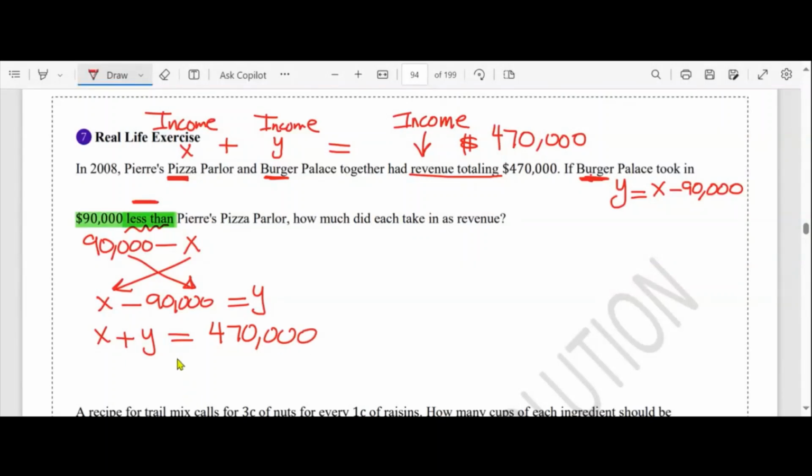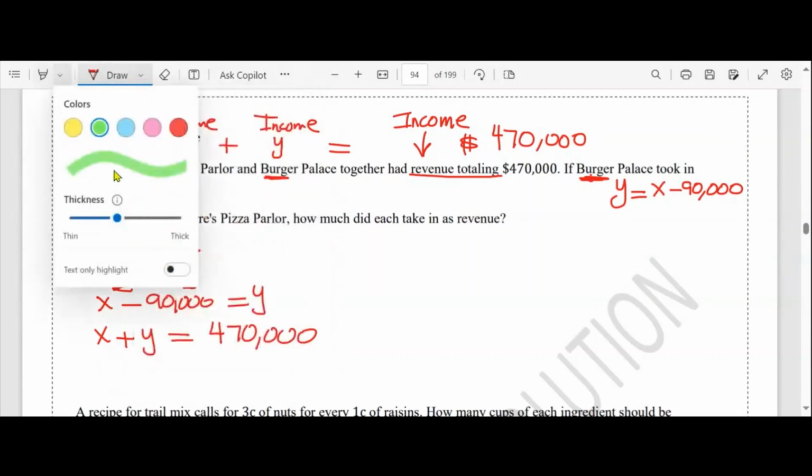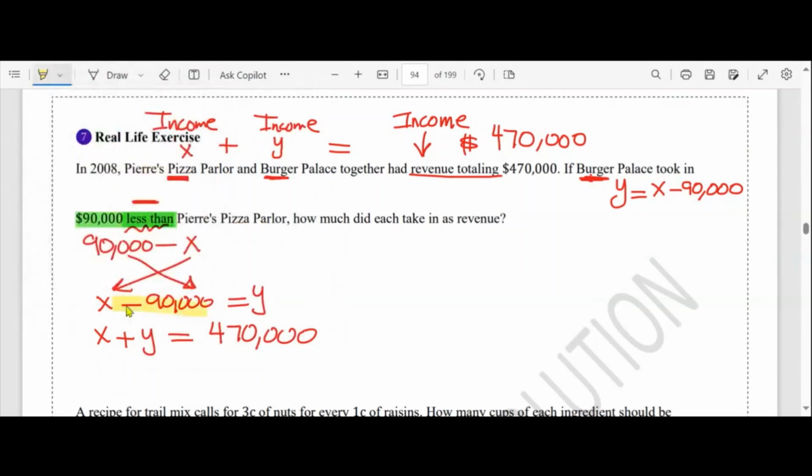470. Up to here is clear? Now, how much is Y? Y how much? Can I replace Y by this value? Let's try. So it's going to be X minus 90,000 plus what? X equal what?